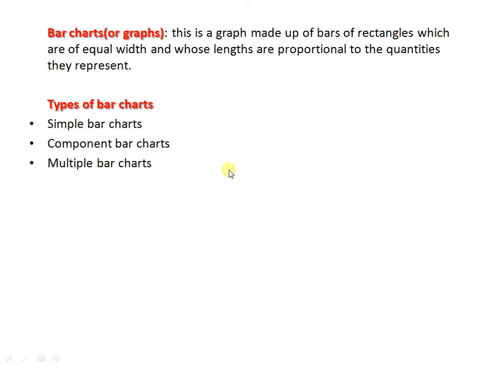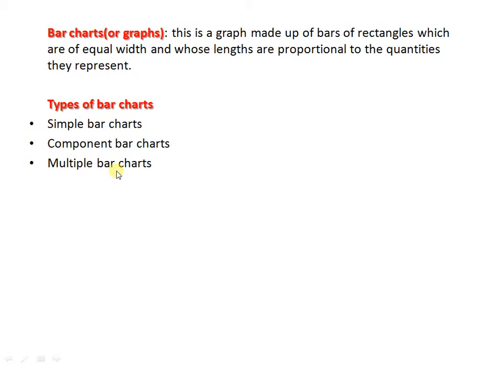Bar charts. This is a graph made up of bars of rectangles which are of equal width and whose lengths are proportional to the quantities they represent. There are different types of bar charts. We have the simple bar chart, the component bar chart, and the multiple bar chart.